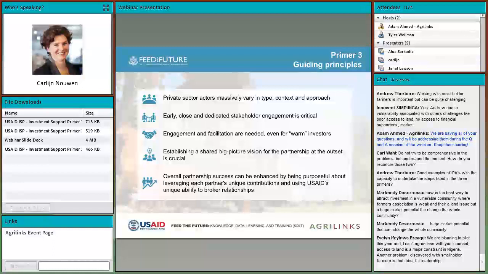the going gets tough. And then the last one, overall partnership success can be enhanced by being purposeful about leveraging each partner's unique contribution and using USAID's unique ability to broker relationships. Everybody brings something different to the table in these kinds of relationships, and building on the various strengths and thinking about what are all the pieces that we need to bring to the table.